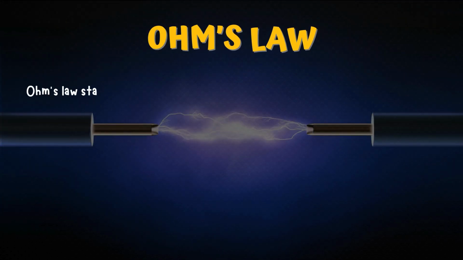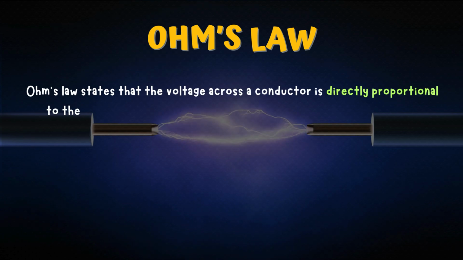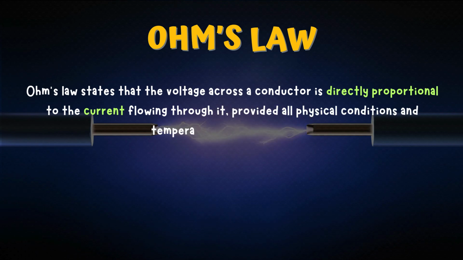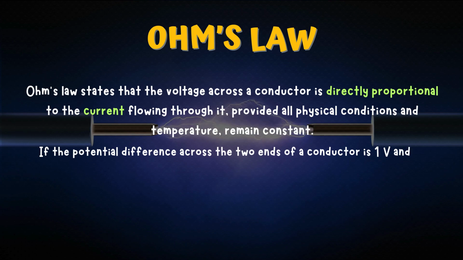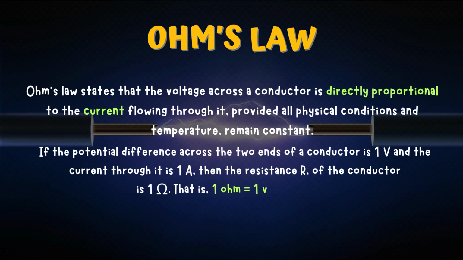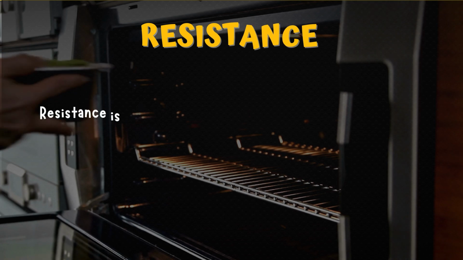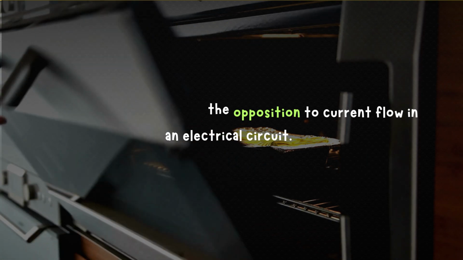Ohm's law. Ohm's law states that the voltage across a conductor is directly proportional to the current flowing through it, provided all physical conditions and temperature remain constant. If the potential difference across the two ends of a conductor is 1 V, and the current through it is 1 A, then the resistance R of the conductor is 1 ohm, that is, 1 ohm is equal to 1 volt per 1 ampere. Resistance. Resistance is a measure of the opposition to current flow in an electrical circuit.